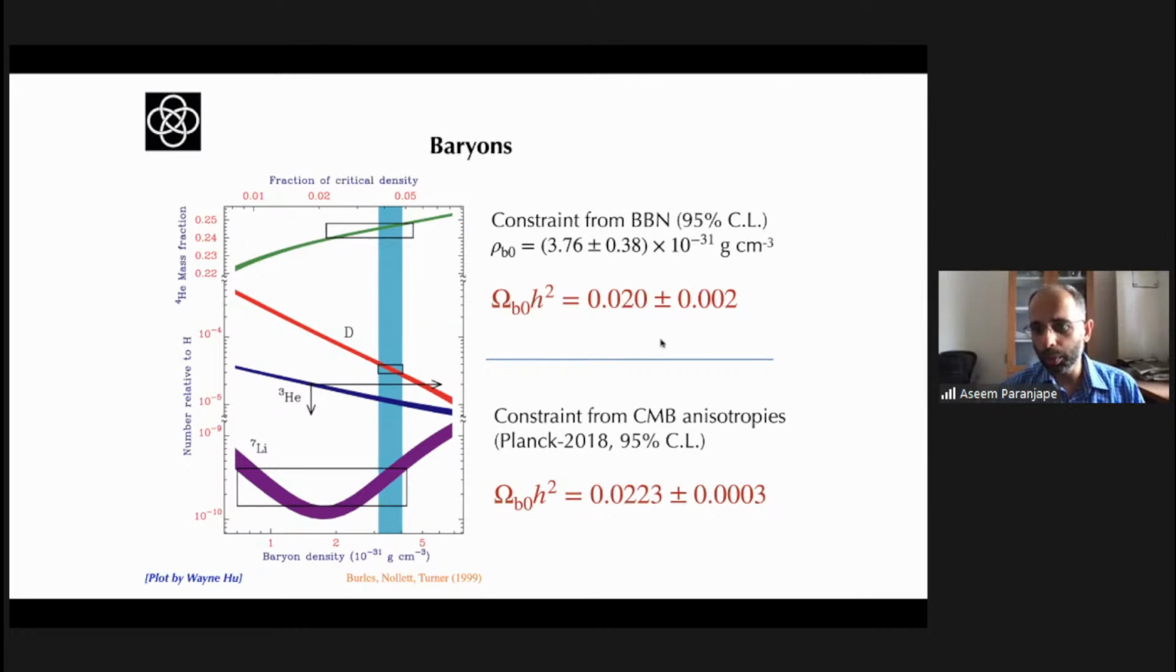Between these two, it's just that the error bars from the CMB, using the Planck satellite results, are 10 times better than BBN. But you have to remember that the BBN constraints were 30 years or more older than the CMB constraints that the Planck satellite is giving us. So this is the status of the baryonic density field.